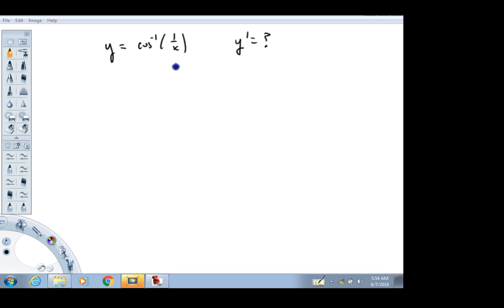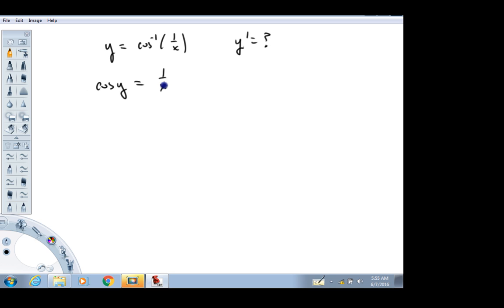Now, remember what the inverse cosine function is. Y is the value that is going to satisfy the equation cosine y equals 1 over x. And you can get that just by taking the cosine of both sides of this thing. So if I think of the cosine function as an operator, you'd have cosine y on the left, then you'd have cosine of inverse cosine of 1 over x. That would give you 1 over x on the right.